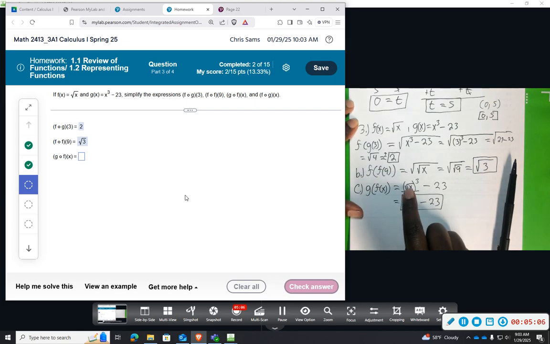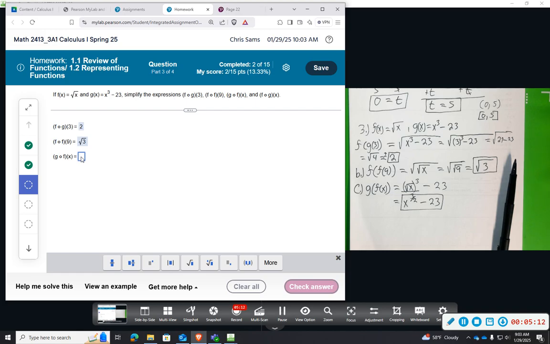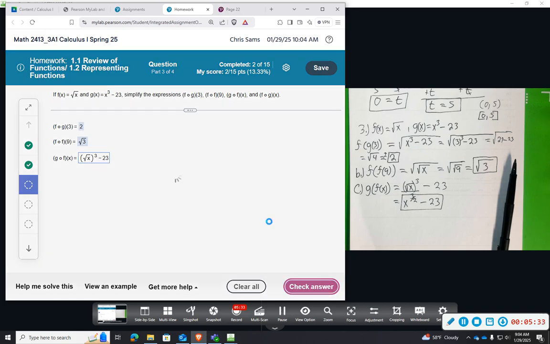So I'm going to type it in just like this without changing anything. I'm going to go ahead and put it in parentheses as well. And you can put that cube on the inside. It's the same, it's interchangeable. So I'm going to say cube, square root of x, and we'll raise that to the third power, and then minus 23. Can't simplify that.